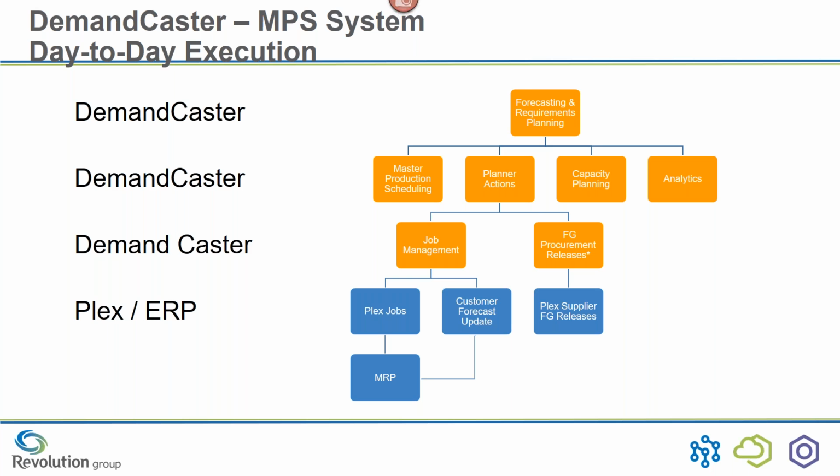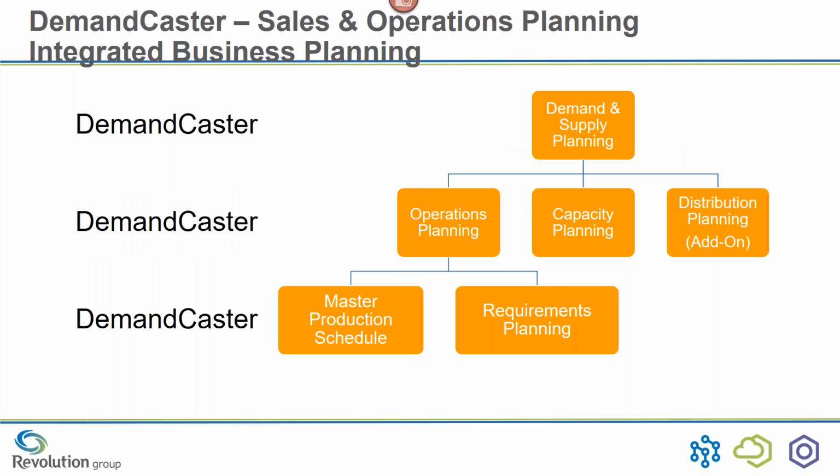If you go to the S&OP planning module, these take over that more manual process that you're doing in the MPS and makes it a more formal demand and supply planning process. That feeds an operations planning process and capacity planning, and this is also where you would get into distribution planning. Those all then, once it's approved and everybody's comfortable with what the recommendations are, would create the master production schedule and requirements planning that feed into the MPS, the next level down.